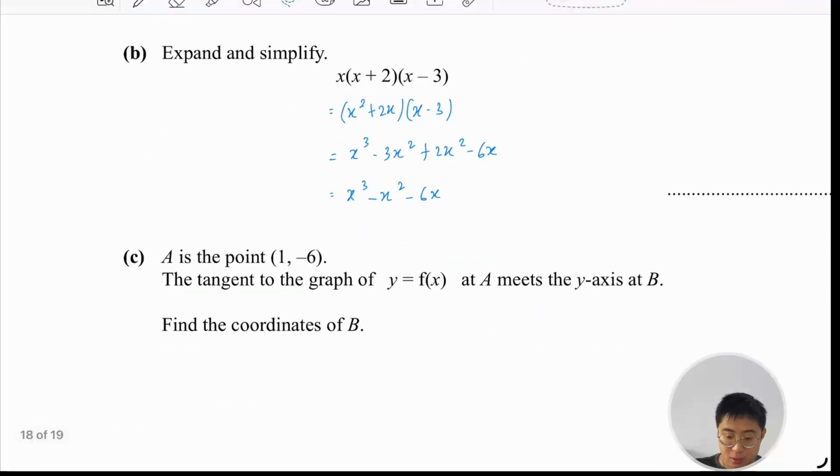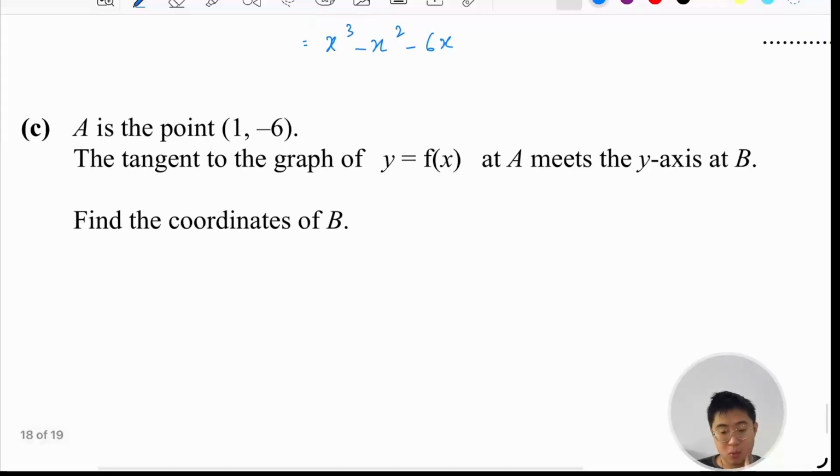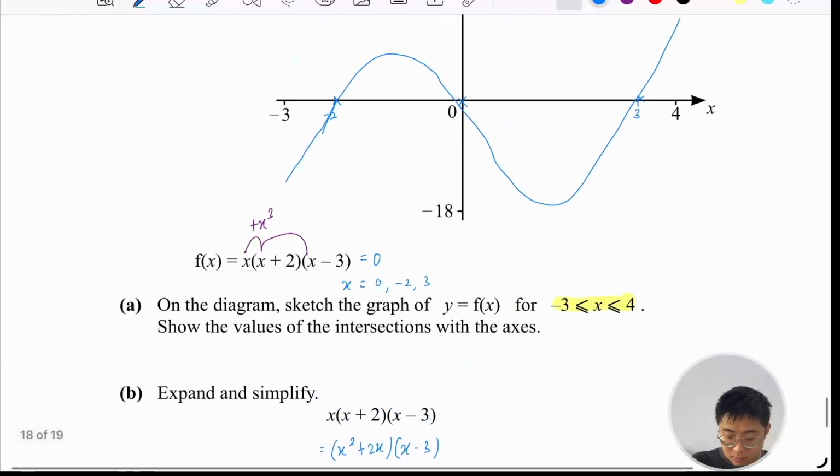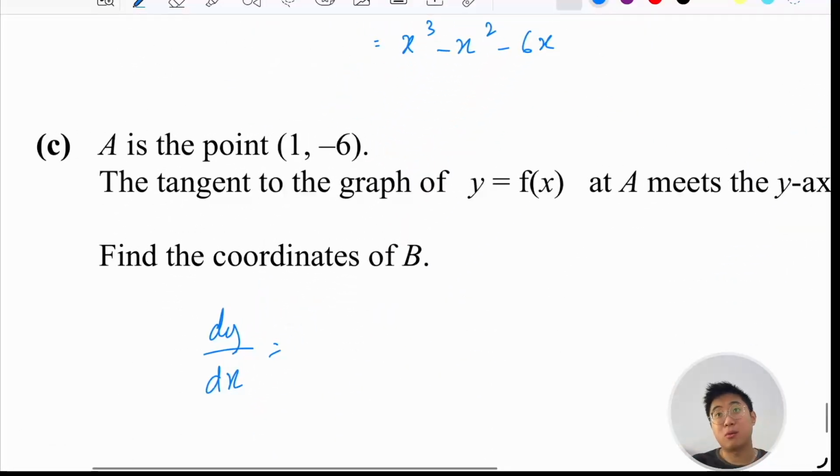Let's put it in the answer space. A is a point, 1, -6, okay? Tangent to the graph. Okay, A is a point on this. So we want to get the tangent, and in every curve, tangent is dy dx. Okay, so dy dx equals, oh, we expanded it up there, right? So we'll have 3x squared minus 2x minus 6. This is the gradient, by the way.